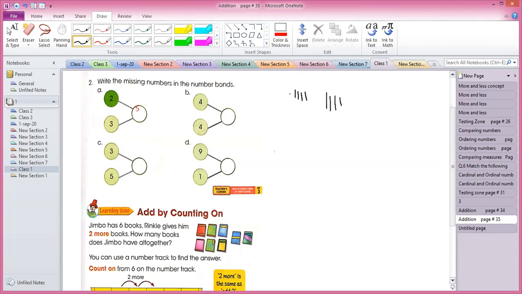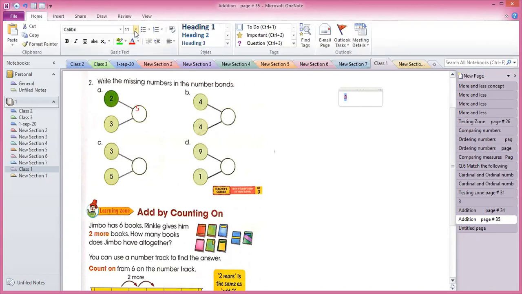Count all the lines now. How many lines are there? 1, 2, 3, 4, 5, 6, 7, 8. So the answer is 8. 4 plus 4 is equal to 8. The answer is 8. Okay.